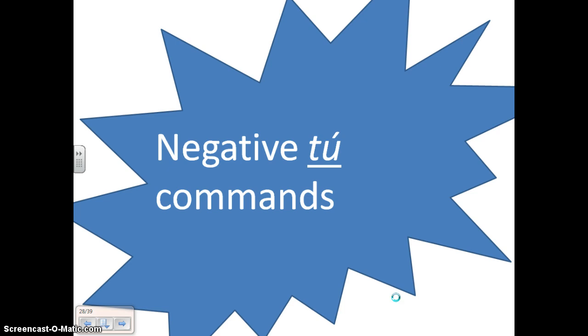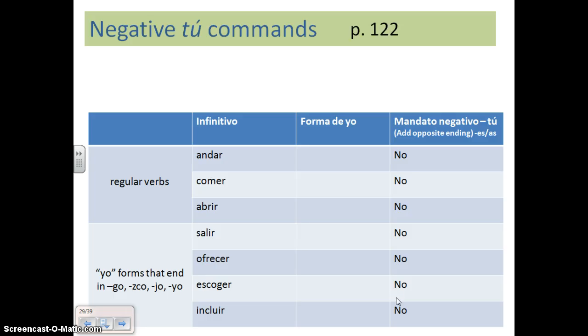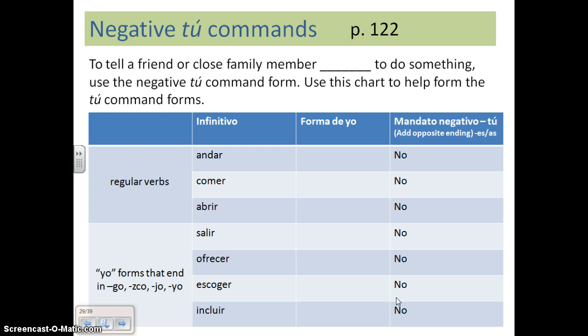You also learn these in Spanish too. You're going to use this chart to help you. These are the ones that you use to tell a friend or close family member not to do something. So what you're going to do is take your yo form. Okay, so andar becomes ando.